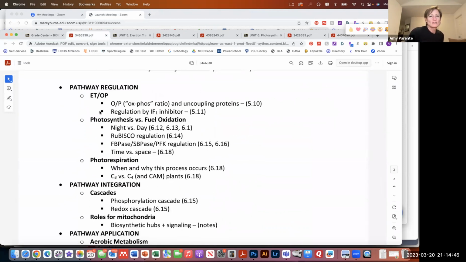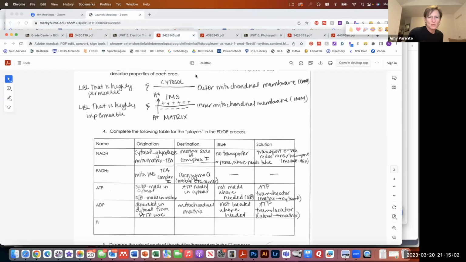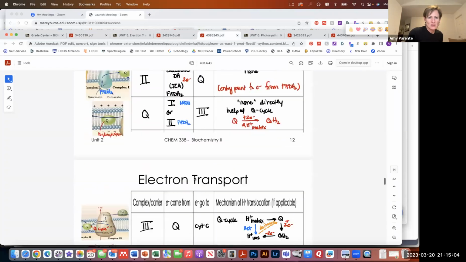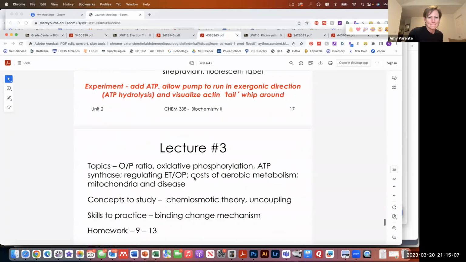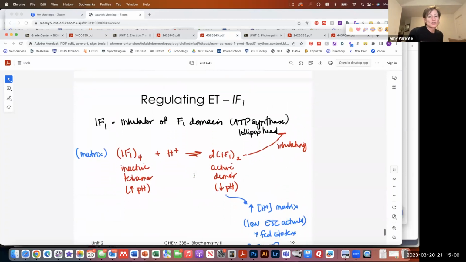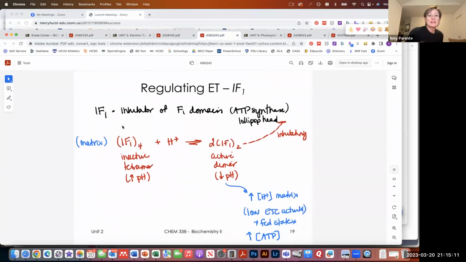Pathway regulation. We really didn't talk too much about regulation in electron transport and oxidative phosphorylation, other than talking about regulating ATP synthase by a pH-dependent inhibitor. So if you didn't remember where that piece was, let me find that here. So this is all that we talked about. So this is a pH-dependent inhibitor.